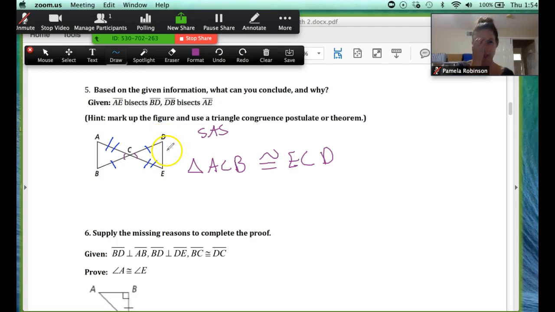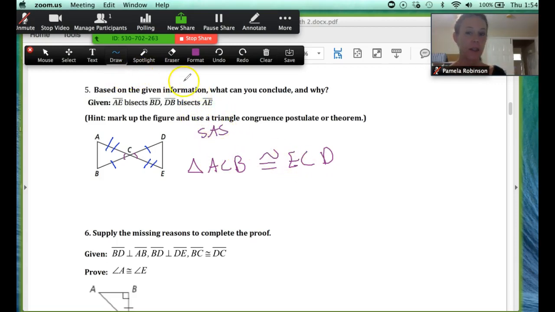By the way, I think the answer key actually does not label this in the correct order. Let me see if it does. I think the answer key labeled, yeah, it goes A, B, C, and then D, C, E. Yes, shame on that. I pulled this from a workbook. I am going to have to fix that. The answer key labels it in the incorrect order. Nonetheless, these triangles are congruent by side, angle, side.